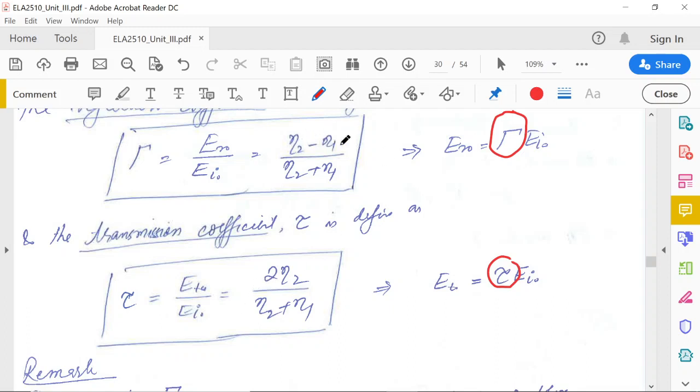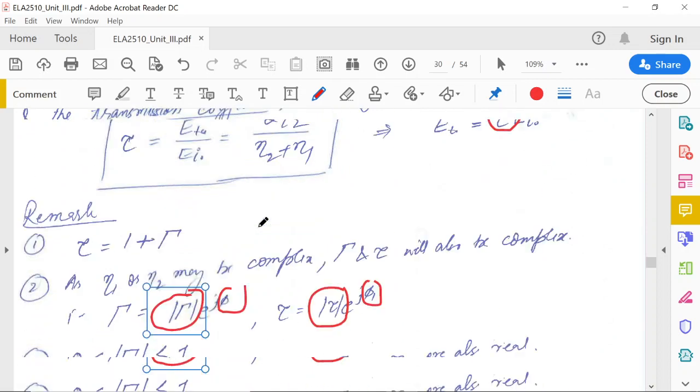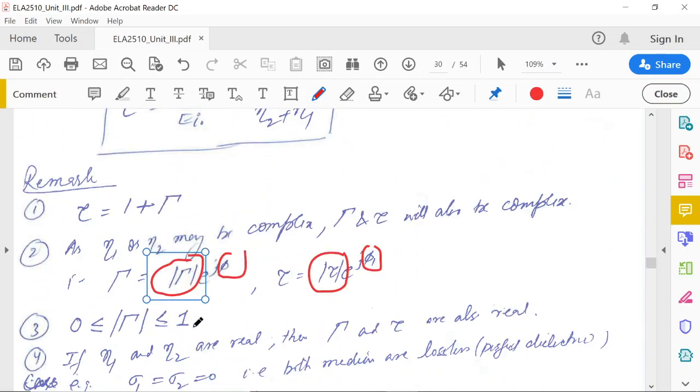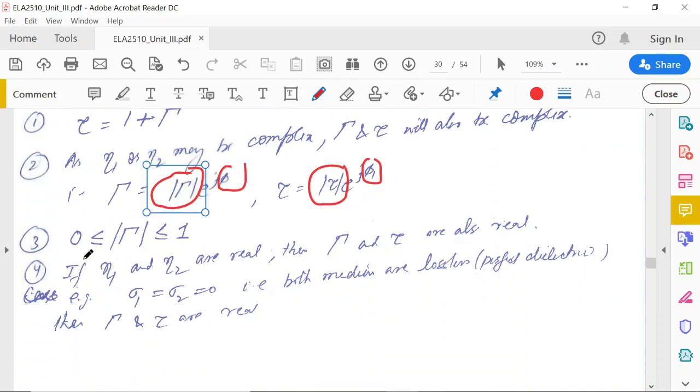It is 0 when both have the same parameter, meaning there is no interface, medium 1 and medium 2 are the same, so definitely there will be no reflection. So the reflection coefficient comes out to be 0. And the maximum value you will get is 1. You can verify from here that you will get the maximum value to be 1. So this is the range of the reflection coefficient.